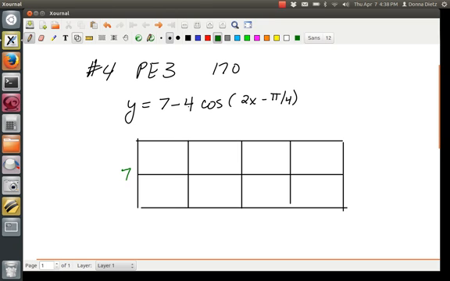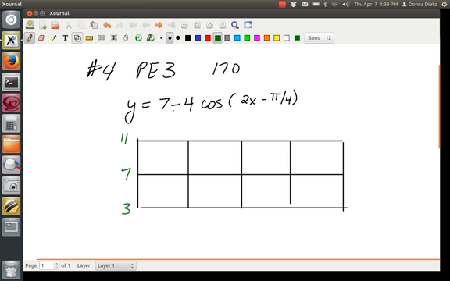Now 7 plus 4, it doesn't matter whether this is a minus or a plus. I'm still going to say 7 plus 4 and put it here. And 7 minus 4 is 3. These numbers could be positive or negative, it doesn't matter.